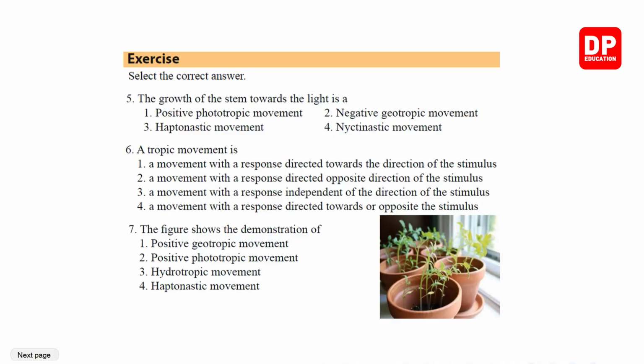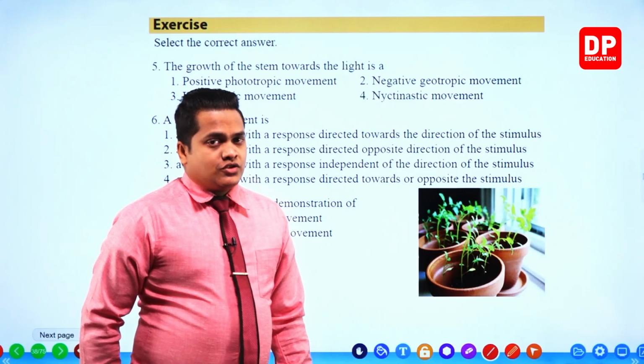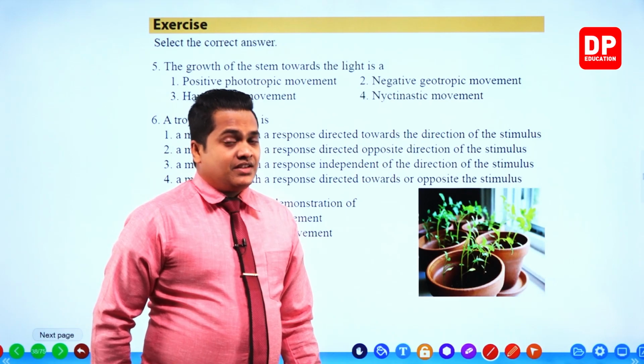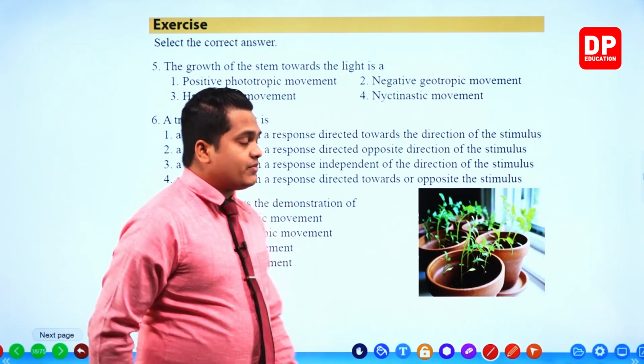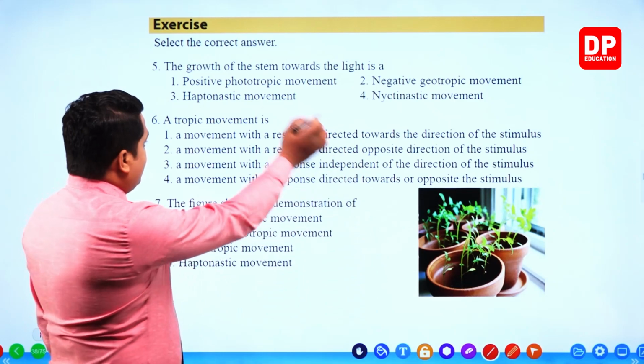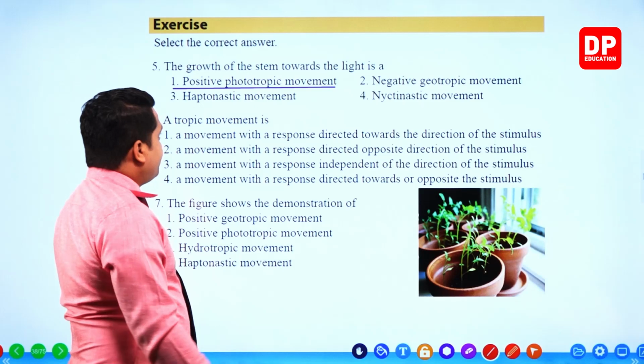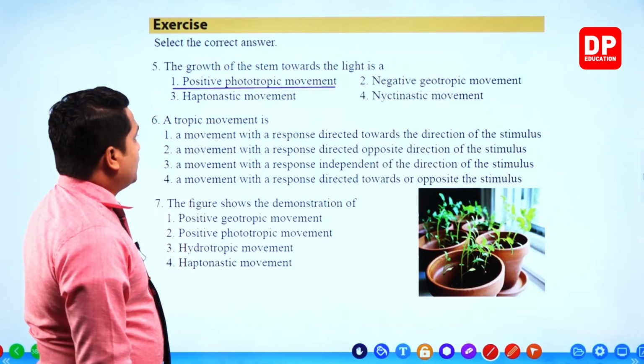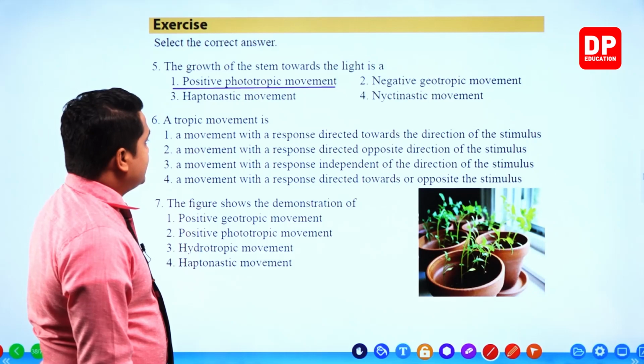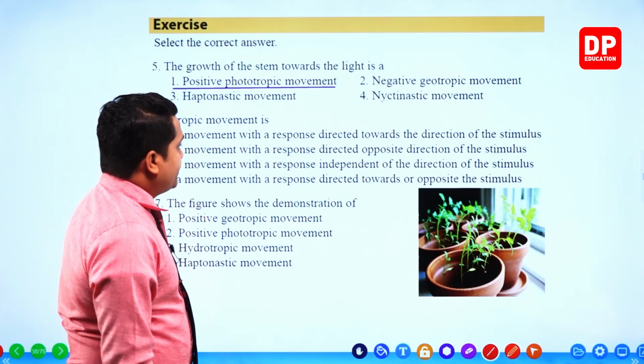Growth of the stem towards the light. Now, if it is going to happen towards the light, then it is a positive one. It's a positive trophic movement. So, as this refers to light, it is a positive phototrophic movement. Growth of the stem towards the light is a positive phototrophic movement.